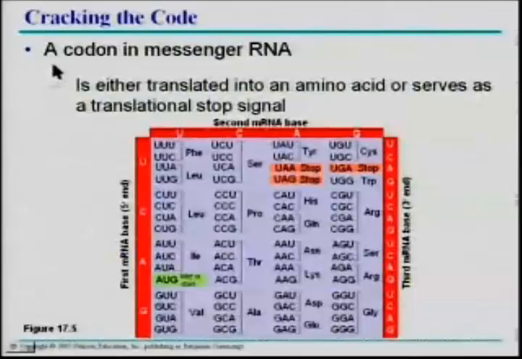So cracking the code. A codon in messenger RNA is either translated into an amino acid or serves as a translational stop signal. So here we see the table for all the different codons for the 20 amino acids. You notice that there is redundancy but no overlap in those.